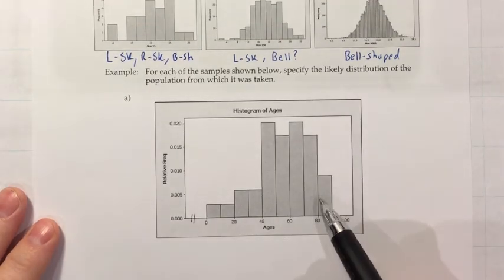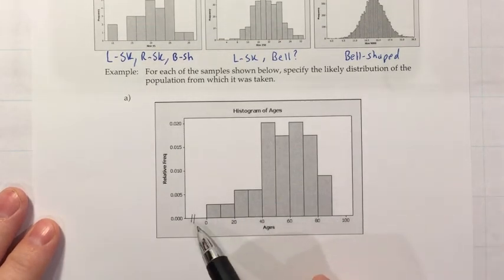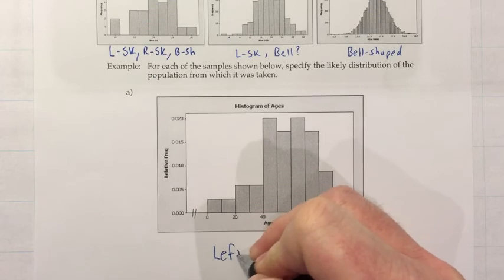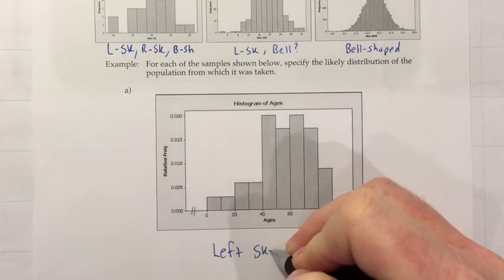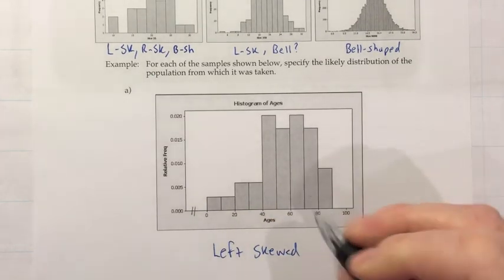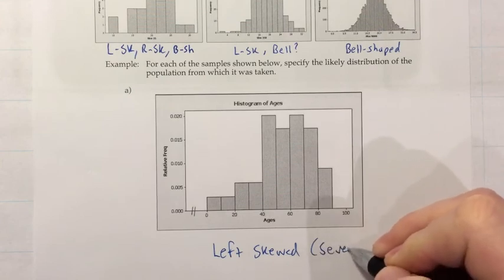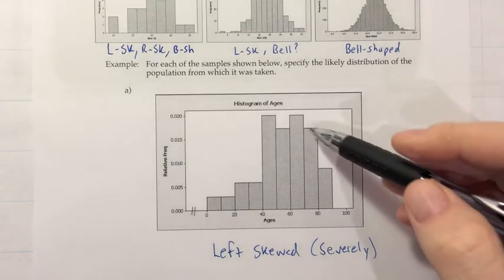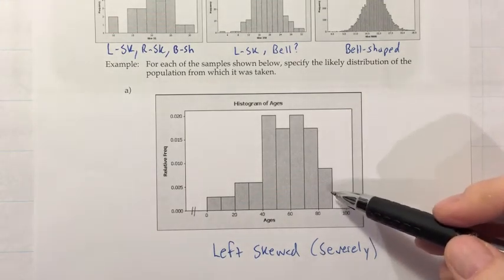All of the tallest bars are on the right. All of the shortest bars are on the left. So it seems to be a tail on the left, not so much on the right. I think I would say that the population is probably left skewed, and then maybe that's severely left skewed, maybe not. I'm not certain of that with this small sample size. It does kind of look severe in that the drop off is quick here.